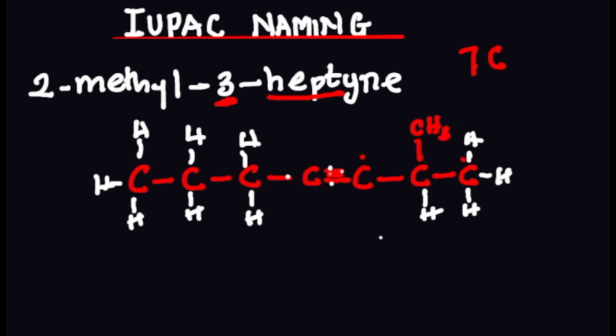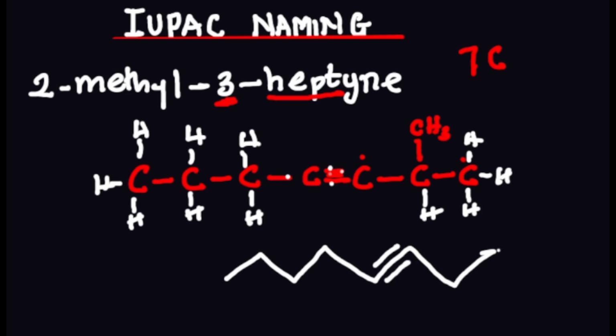Now, if you want to draw the skeletal form, you're going to have 1, 2, 3, 4, 5, 6, 7, right? If you have something like this, you already know on carbon number 3 we are going to have the triple bond. This is 1, 2, 3. Then you're going to put a triple bond here, right? So on carbon 3 we are going to have the yne here, this triple bond. Then on carbon 2 we are going to have a methyl group. So this is basically 2-methyl-3-heptyne. That's basically what we have.